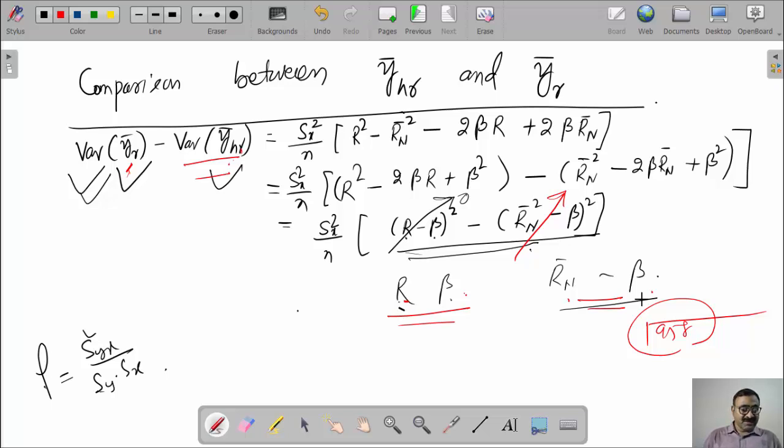So in our next class we shall discuss other almost unbiased ratio estimators, particularly the Quenouille almost unbiased ratio estimator.